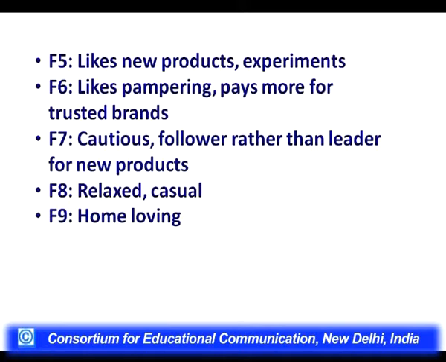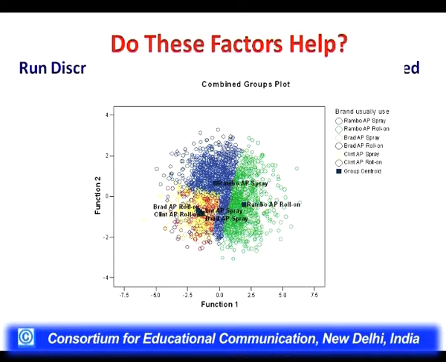As we have seen, in factor 5 the customers like the products and they want to experiment with the new product. But in factor 7, the reverse is there. Customers are cautious and they are followers, not the leaders. And customers in factor 5 are the leaders. They want to try the new product. Factor 8, relaxed, casual, and factor 9, home loving. These are the factors and these are given in the chart.